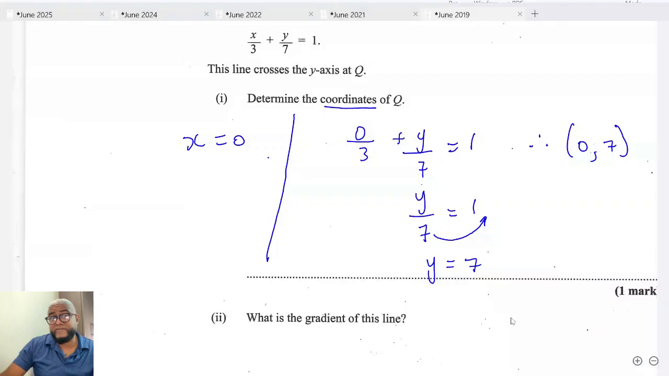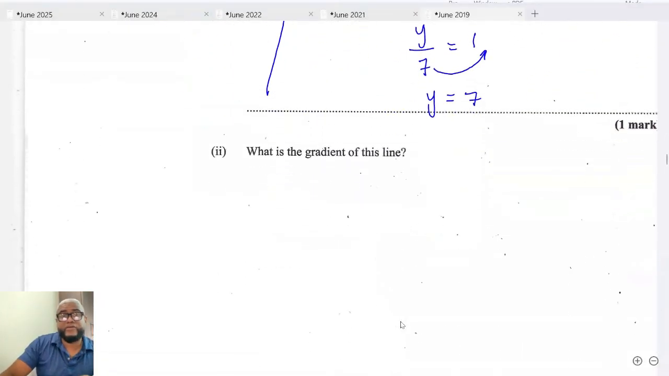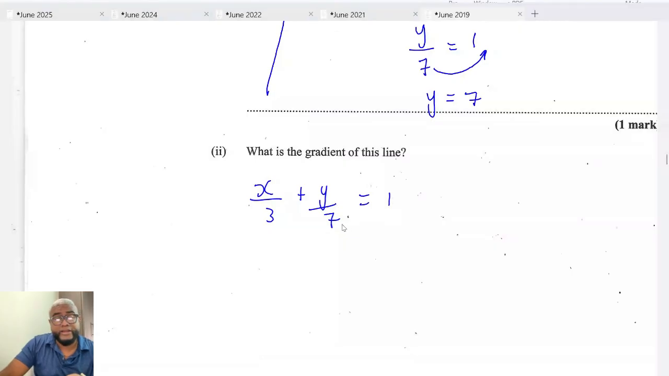So to find the gradient of the line, guys, all of this will be on the video. If you're not sure of something, go back and look at the video. So what is the gradient of the line? To find it, we need to make y the subject of that equation. Everybody clear there? Right, so let me write it out. The original equation: x over 3 plus y over 7 is equal to 1.